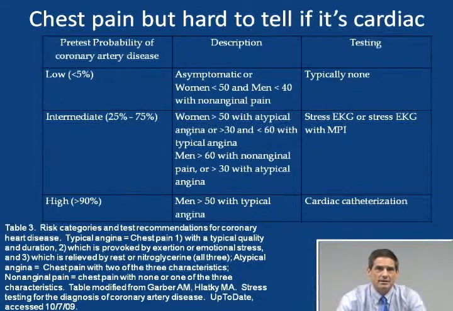Now that leaves you a lot of intermediate patients in between, and this is kind of a squirrely thing about this table: intermediate risk is considered between 25 and 75%.